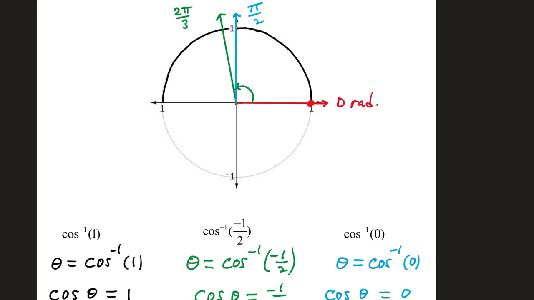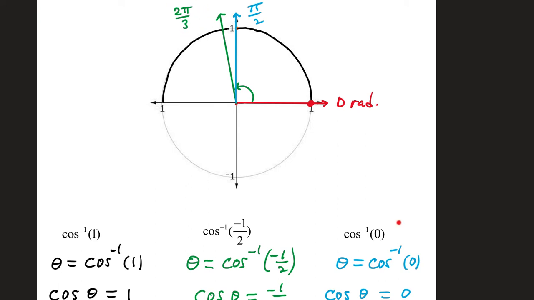The middle example, we're looking for the angle that has an x-coordinate of -1/2. Now remember, the range for cosine inverse is 0 to pi, so you're only looking in the top 2 quadrants. The x-coordinate of -1/2 occurs up here at 120 degrees. If you look at your unit circle at 120 degrees, you'll find -1/2 as your x-coordinate. The radian measure is 2 pi over 3.